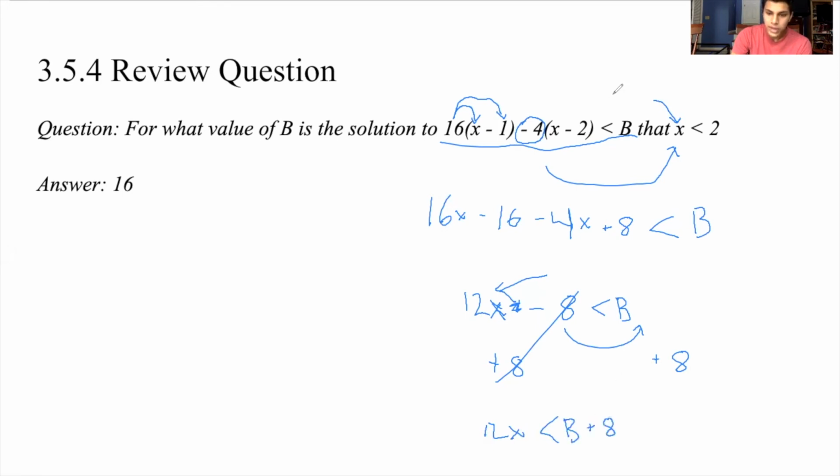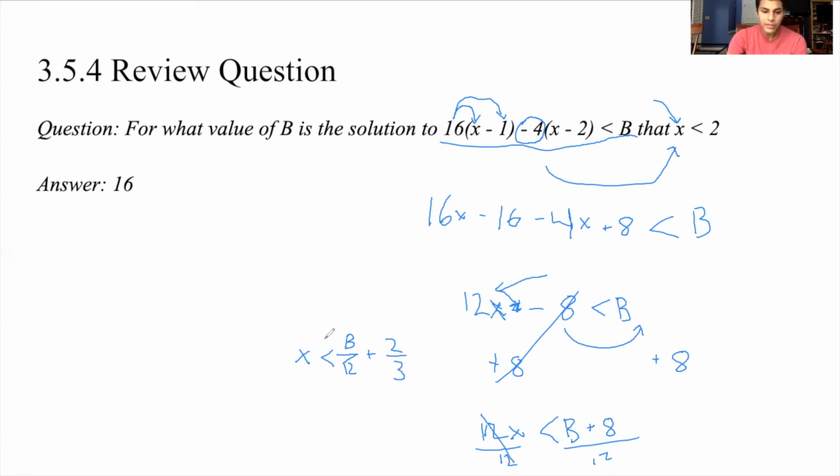All right, cool. So now in this inequality, we have x is less than 2. So we have 12x here, so we need to get it down to just regular x. And in order to do that, we need to divide by 12. So if we divide by 12, we get this divided by 12 and this divided by 12, which gives us x is less than b over 12 plus 8 over 12, which is also 2/3. So x is less than b over 12 plus 2/3.